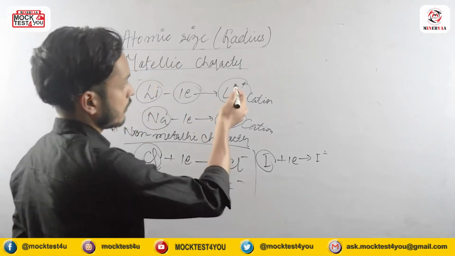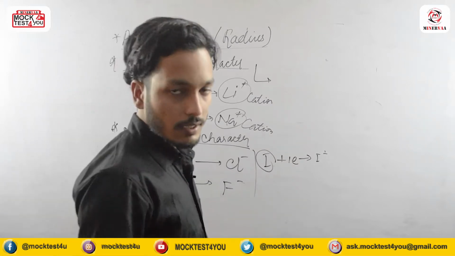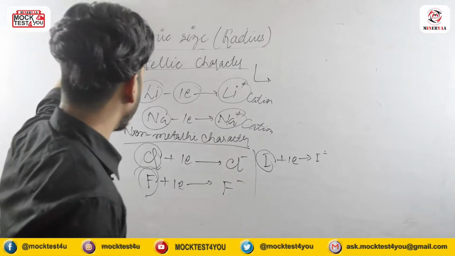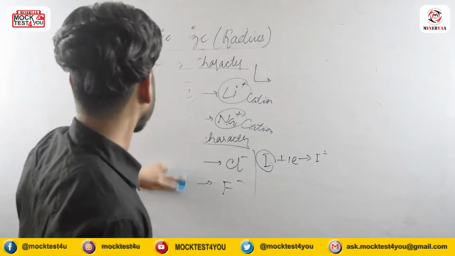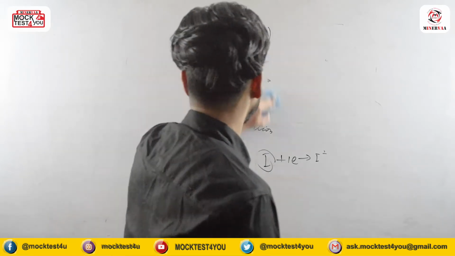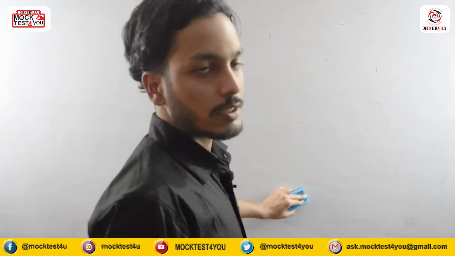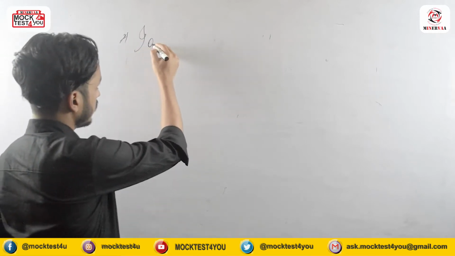We will see what the trend is in the periodic table for metallic character and for non-metallic character. I hope you have understood this concept. Now we will see the next concept, which is ionization enthalpy, a very important topic. In class 11 also you will learn about ionization enthalpy. So I will give you one example. Today we will learn this.